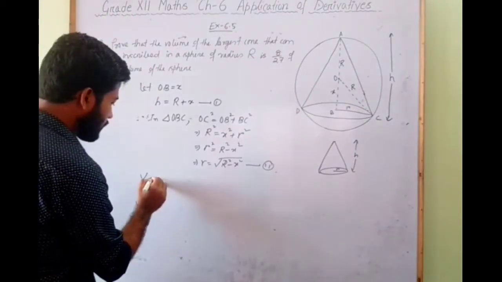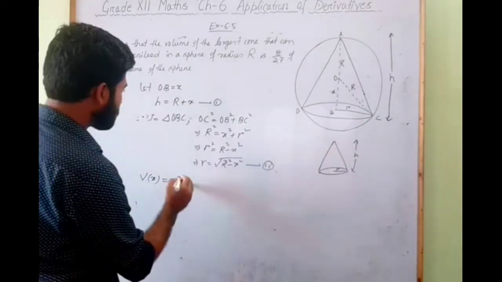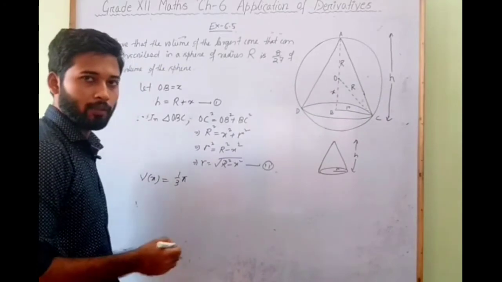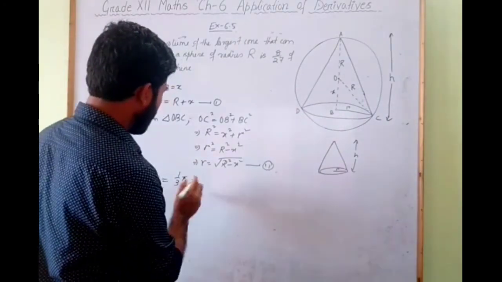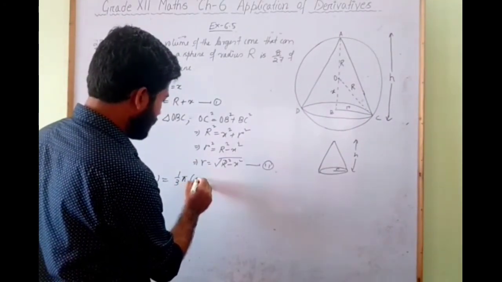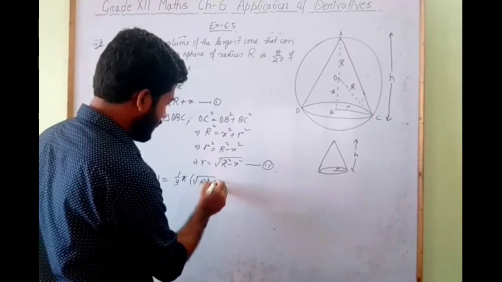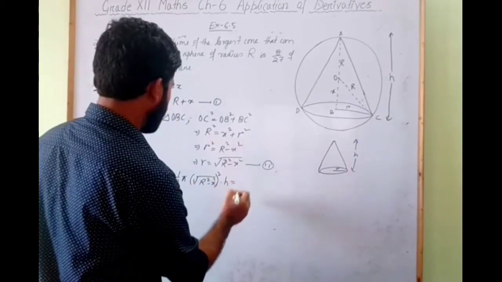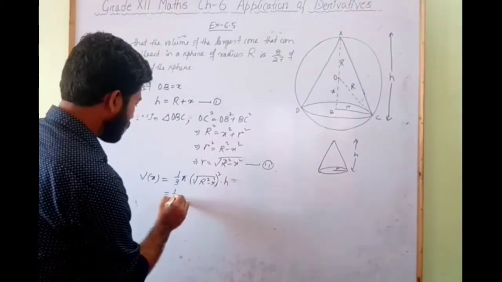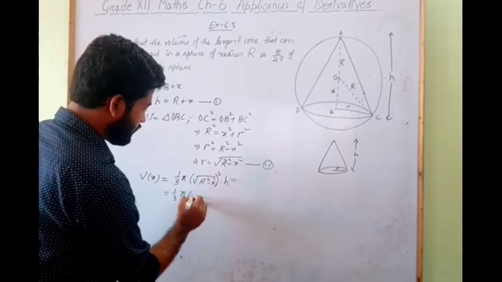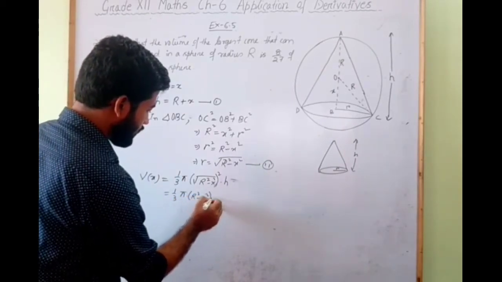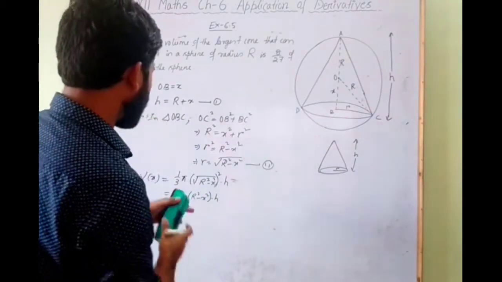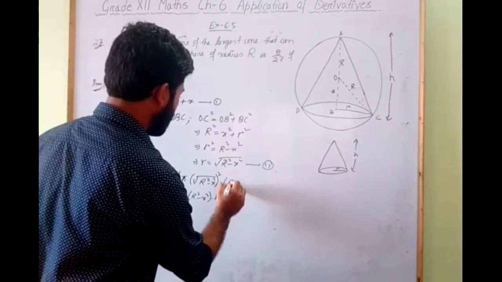So if V is the volume of the cone, V of x will be 1 by 3 pi r square h. So 1 by 3 pi, in place of r it will be root over R square minus x square whole square into h, and that will be equal to 1 by 3 pi into R square minus x square into h. One more thing, in place of h I can simply write R plus x.